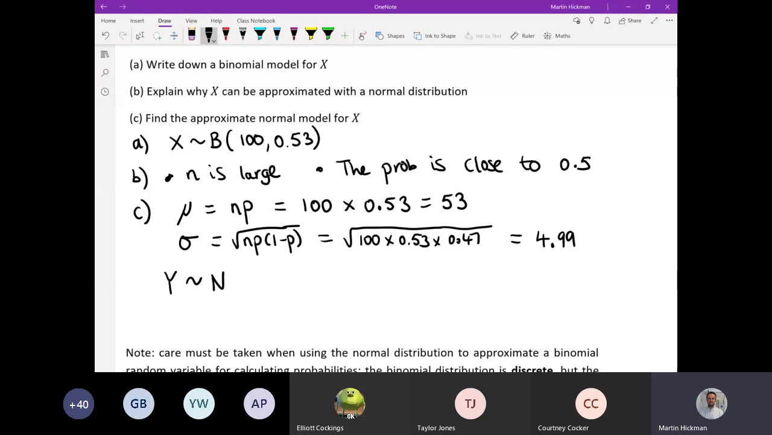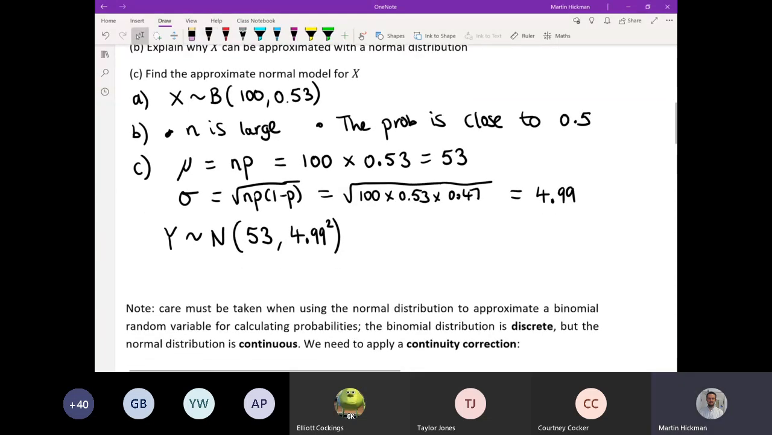For a normal distribution, let's put capital N. The mean is 53 and the variance is 4.99 squared. Remember, with normal distribution, you write variance there, not standard deviation. But typically, it will help to write the standard deviation squared there, just because you'll often be using that when you put it in your calculator later on.